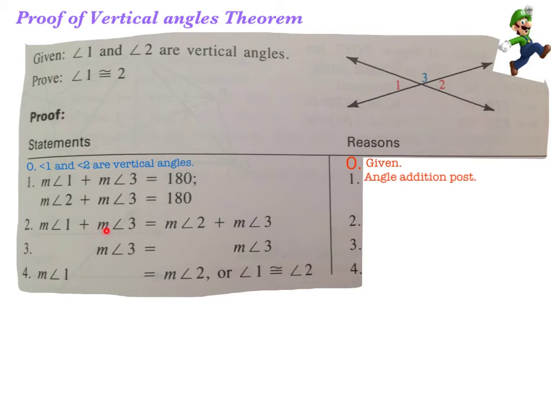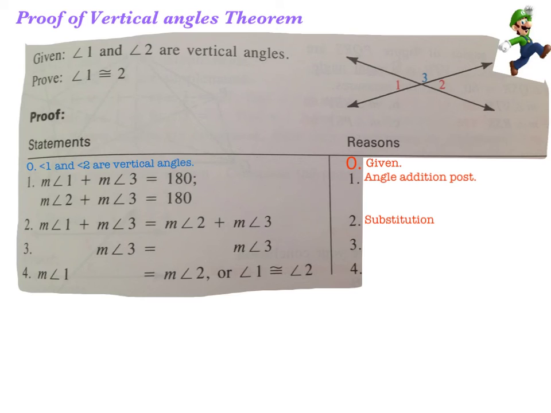Okay, here's the tricky one. The measure of angle 1 plus the measure of angle 3 is equal to the measure of angle 2 plus the measure of angle 3. It's a little tricky, but see if you can follow me here. In the previous step, we said that the sum of these angles is 180 and the sum of these angles is 180. They equal the same amount. If they equal the same amount, then I can say that these two angles are equal to these two angles by, did you say substitution? That's right. We substituted this section right here, these two, for 180. That's how this jumped over here.